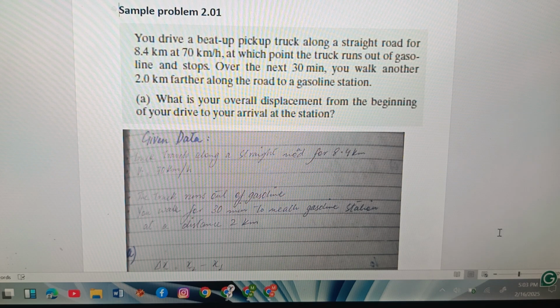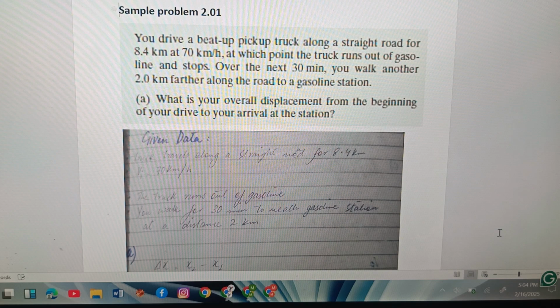Now, in sample problem 2.01, we have: you drive a beat up truck along a straight road for 8.4 km at 70 km per hour, at which point the truck runs out of gasoline and stops. Over the next 30 minutes, you walk 2 kilometers further along the road to a gasoline station. What is your overall displacement from the beginning of your drive to the station?